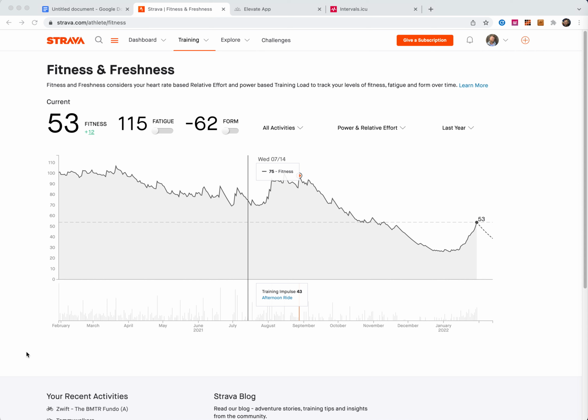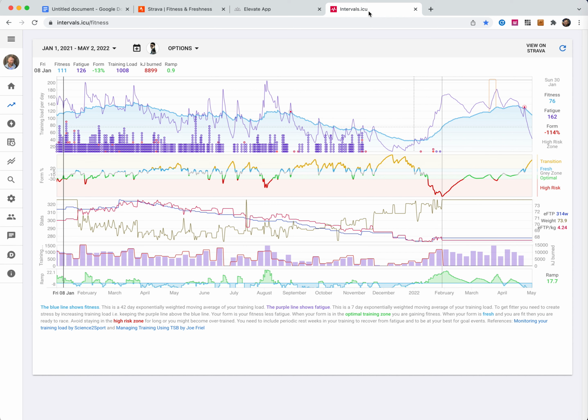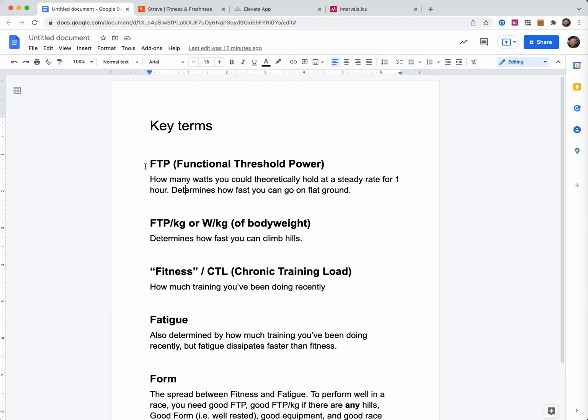I figured I'd just give everyone a quick summary of the tools that we're talking about today during the Zwift ride. Some people were asking about some of the fitness analysis tools and stuff, so I thought I'd give a quick introduction. So I wanted to show everyone the Strava Pro Fitness and Freshness graph and compare that to what's provided by this Elevate plugin for Chrome, and also this Intervals.icu system.